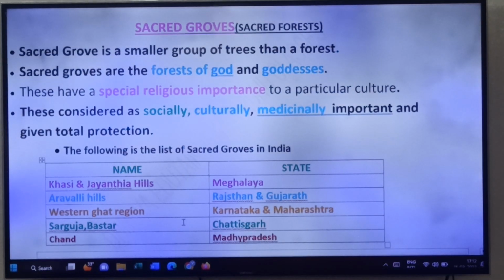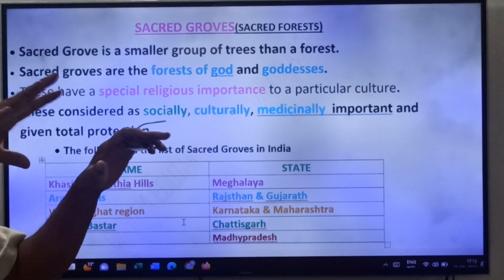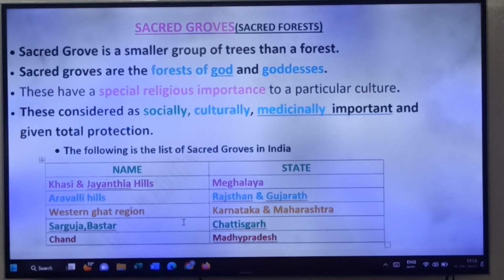Sacred groves are also called sacred forests. A sacred grove is a small group of trees in a forest. So it is a small group of trees, friends. What is a sacred grove? A small group of trees present in a particular region. A small group of trees in a forest. It is a forest of gods and goddesses.